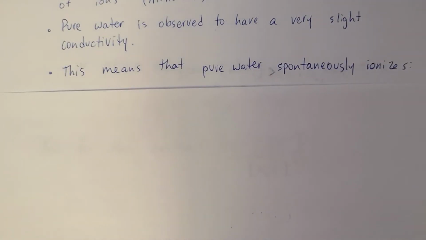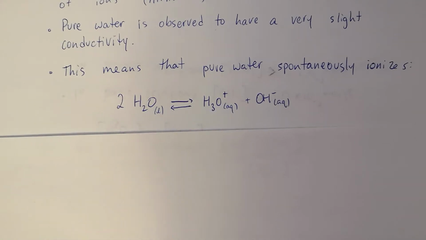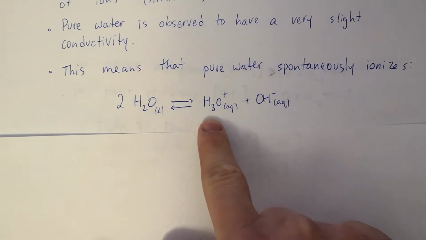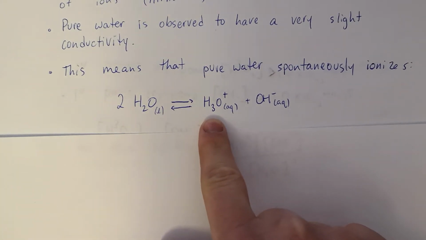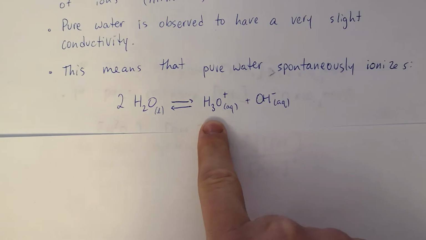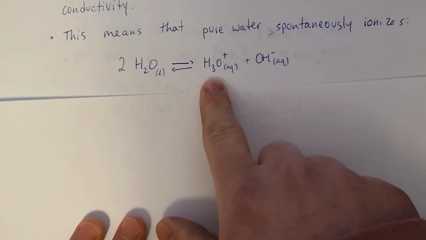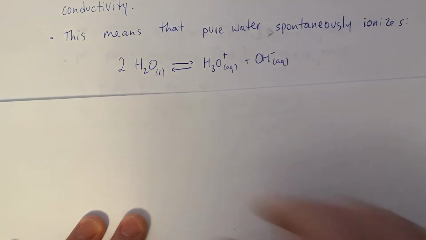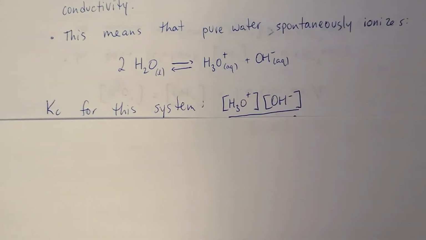Okay? Pure water spontaneously ionizes into hydronium and hydroxide. Now I want to mention, we're going to call hydronium H3O from now on. You may have seen that as H+ in the past, but H+ just bonds with the water, and this is much more accurate. So we're going to call that H3O. All right. So this is occurring in water at all times. It's an equilibrium system. Okay.